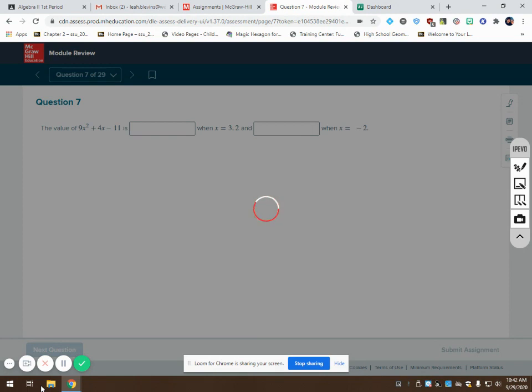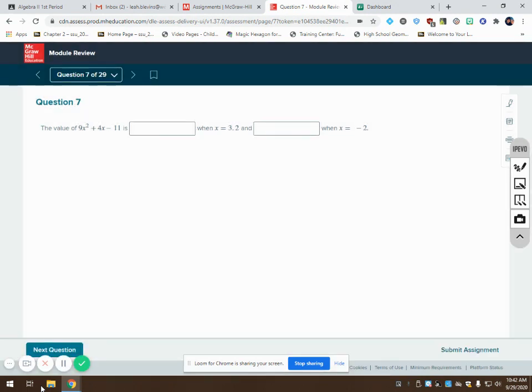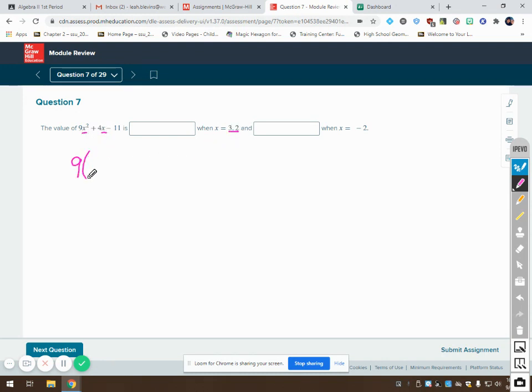Number 7, the value of 9x squared plus 4x minus 11 when x equals 3.2. So to figure out what that is, we've got to take out our x's and replace them with 3.2. So 9 times 3.2 squared plus 4 times 3.2 minus 11. We're going to evaluate that. I get 93.96.